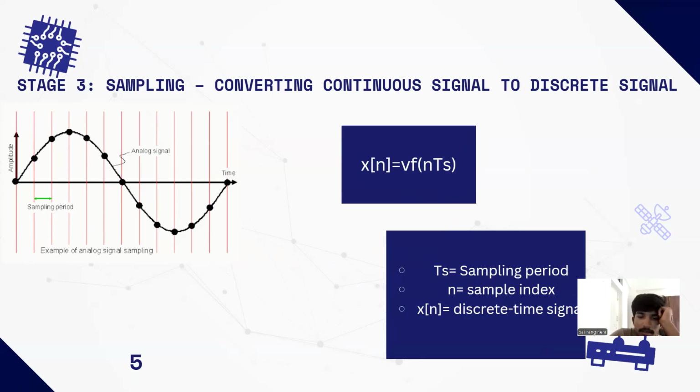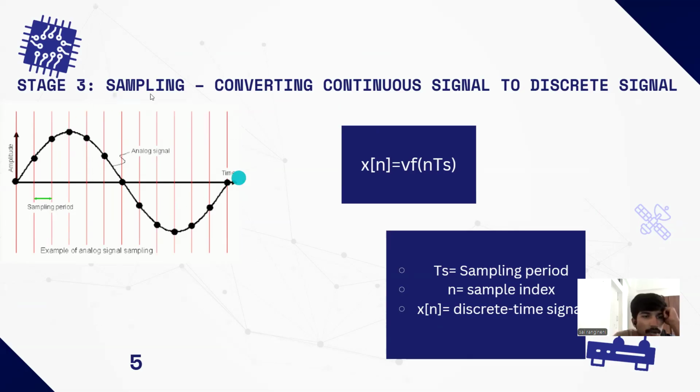Continuous becomes discrete. To avoid losing information, the sampling frequency must be at least twice the highest signal frequency. This is called the Nyquist condition. After sampling, the signal is discrete in time but still analog in amplitude. Sampling alone does not make the signal digital.